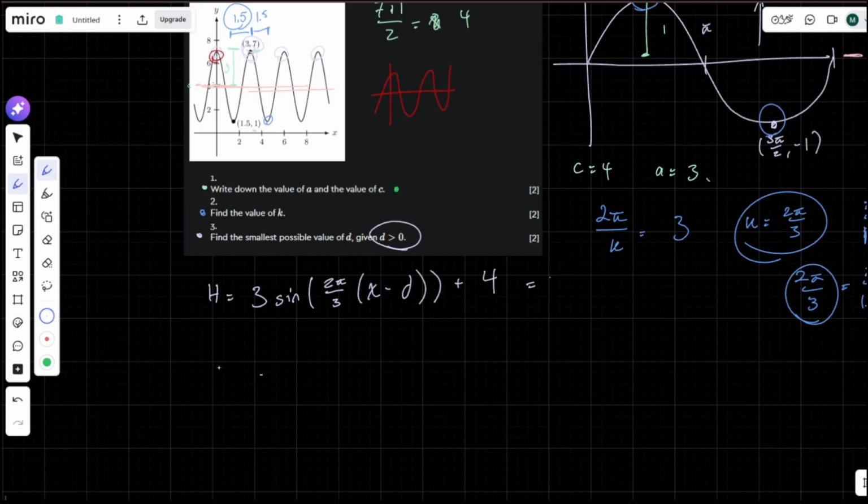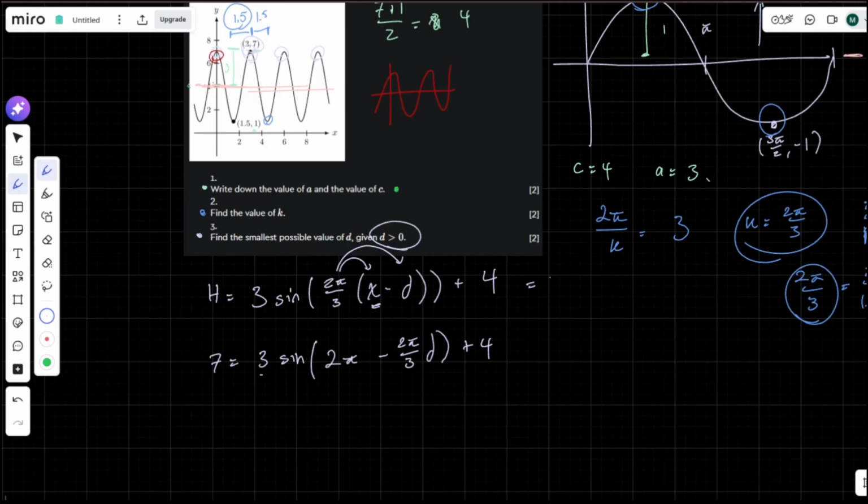So if we do that, we're going, okay, 7 equals 3 sine of, and I'm just going to multiply this out basically to make it a bit cleaner. But if we make x 3, we're going to wind up with 2 pi minus 2 pi over 3d. And then the last part will have plus 4.